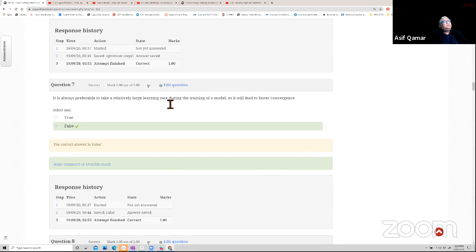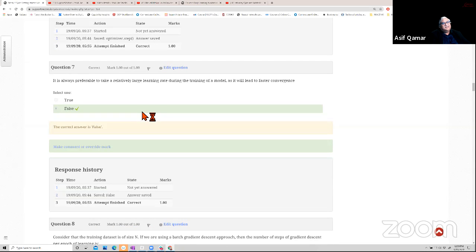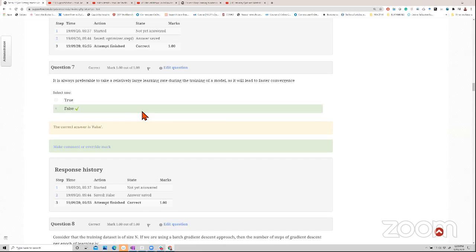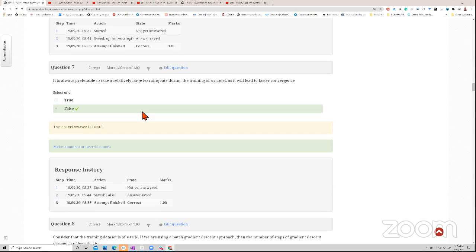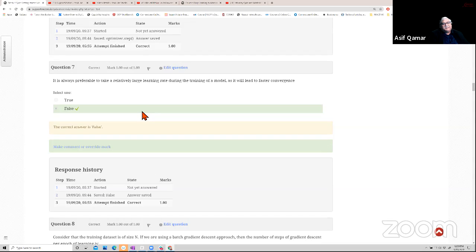Now, is it preferable to have a large learning rate in a model? No. Why is it not a good idea to have large learning rates? What will happen if your learning rate is large? You will keep bouncing around the minima. So imagine that you have very big legs, right? You'll keep bouncing around the minimum point. You won't stop there, isn't it? So that's the point of that.